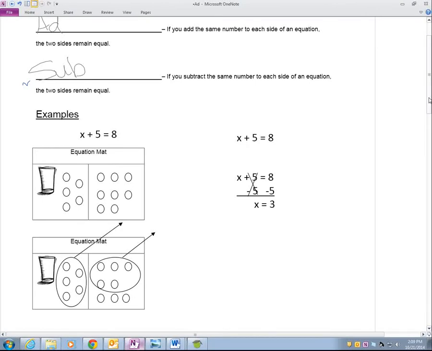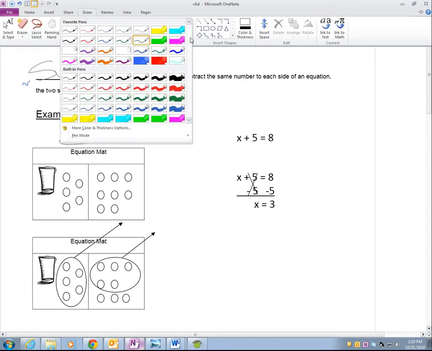Here's an example that uses a mat, an addition mat, with a variable. We have x plus 5 equals 8. We want to solve for x. We want to solve for the variable. And in order to do that, this is what we need to do. And I want you to write this.